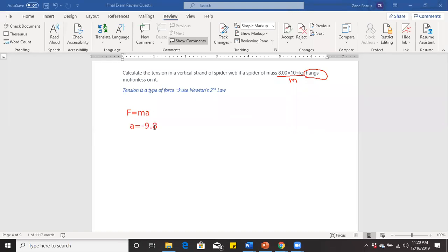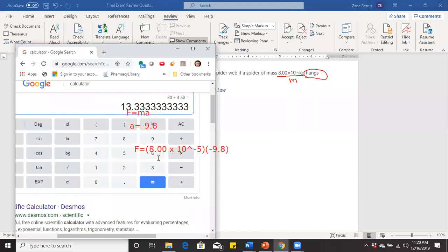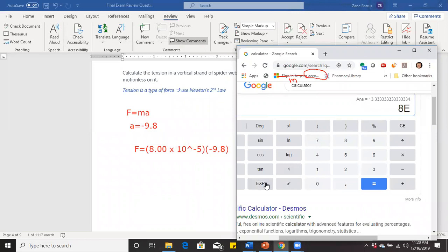So we know we're looking for the tension, so we're looking for our force. We are being provided with a mass of 8.00 times 10 to the negative 5 kilograms, times that by the acceleration of negative 9.8 meters per second squared. And this should give us the tension. So I'll flip out the calculator again. Here we go. So I'm going to do 8 times 10 to the negative 5, and I'm going to times that by negative 9.8.